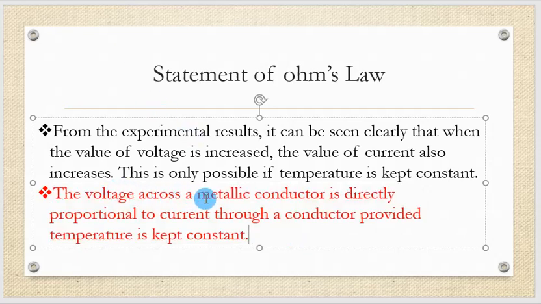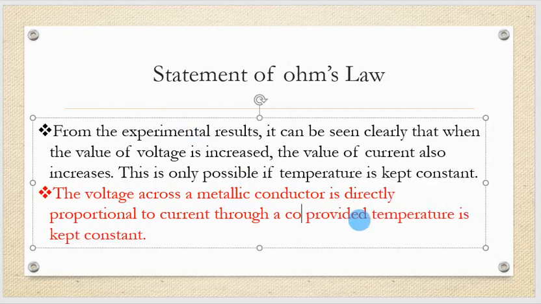The voltage across a metallic conductor is directly proportional to current through it. If I say conductor again here, it may sound like repetition, so let's say through it. So the voltage across a metallic conductor is directly proportional to current through it, provided temperature is kept constant. This is Ohm's law in statement.